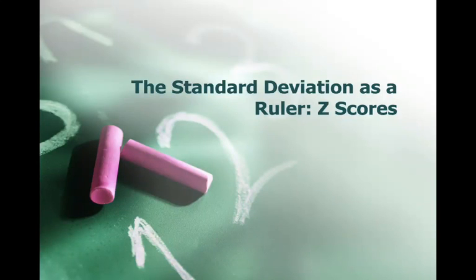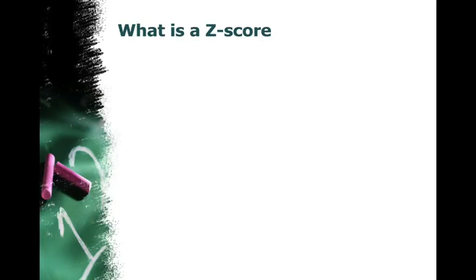Hi everyone, today we want to talk about the standard deviation as a ruler. And so what we want to talk about is what's called z-scores. By now you have learned about the normal distribution. The z-score is going to use the normal distribution.